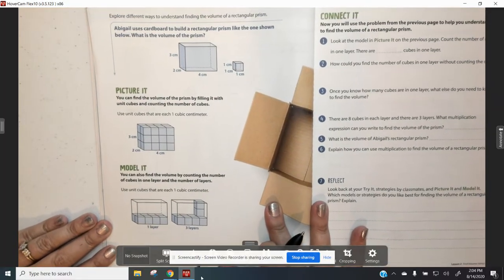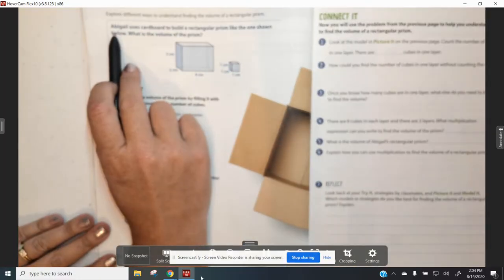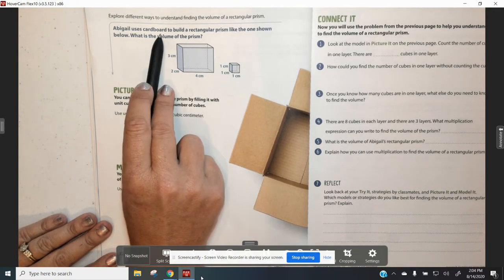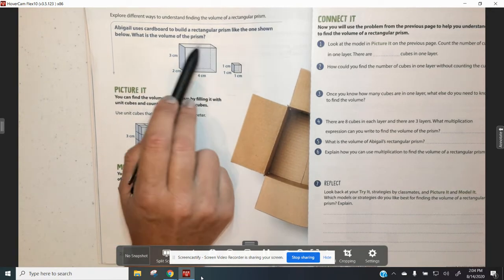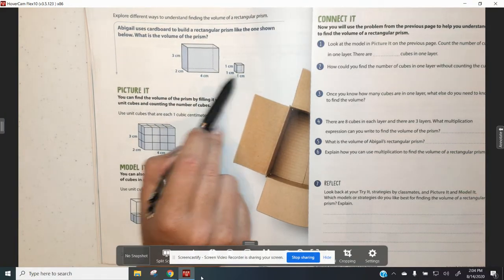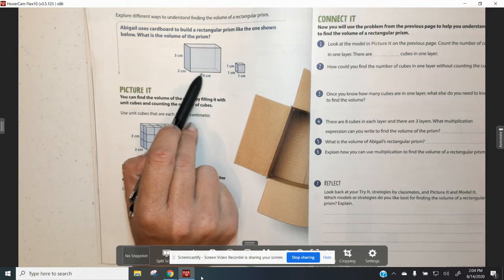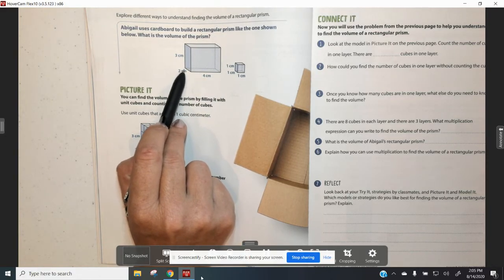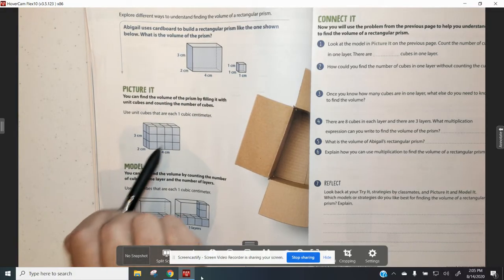So if we're looking at page 22, up top is the same problem that we just talked about. We know that Abigail's building a cardboard rectangular prism. We know that we want to find the volume. We know that we're talking about centimeters, and we know that this rectangular prism is 4 centimeters long, 2 centimeters wide, and 3 centimeters tall.